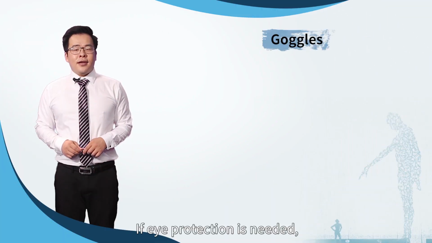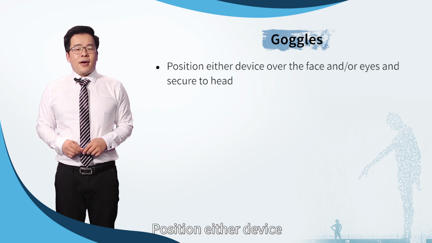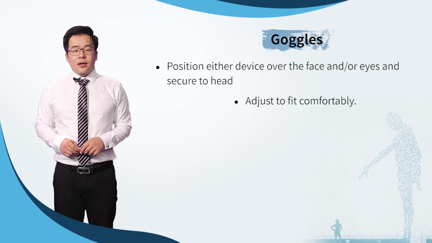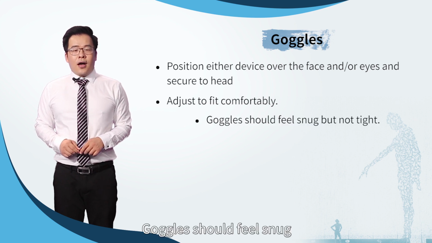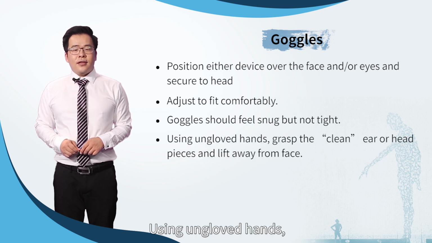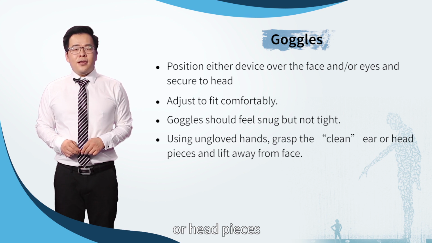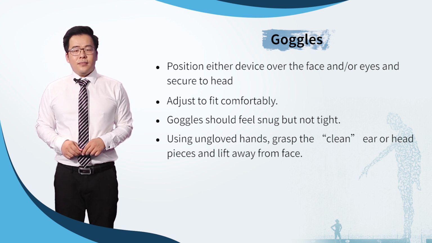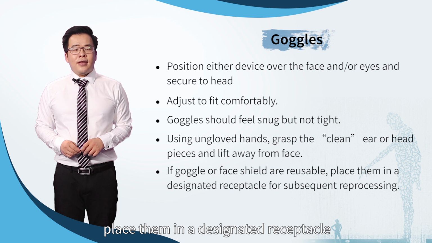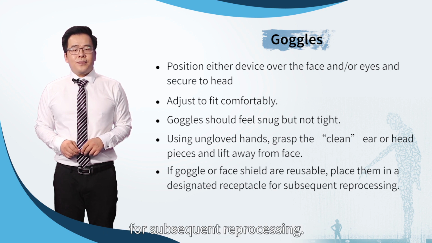If eye protection is needed, either goggles or a face shield should be worn. Position either device over the face and/or eyes and secure to head using the attached earpieces or headband. Adjust to fit comfortably. Goggles should feel snug but not tight. Using ungloved hands, grasp the clean ear or headpiece and lift away from face. If goggles or face shield are reusable, place them in a designated receptacle for subsequent reprocessing. Otherwise, discard them in the waste receptacle.